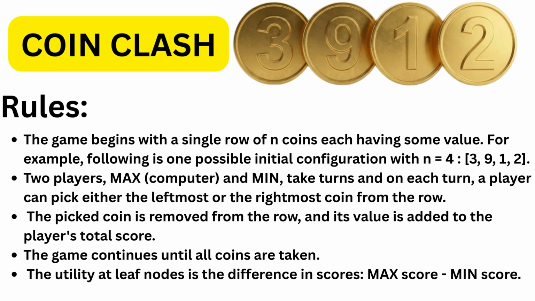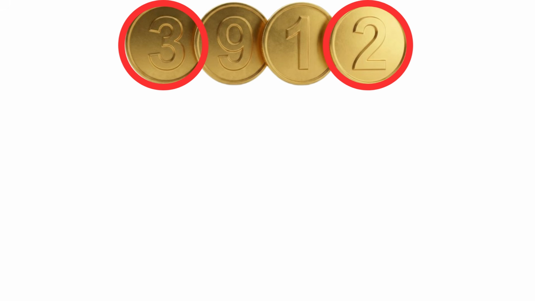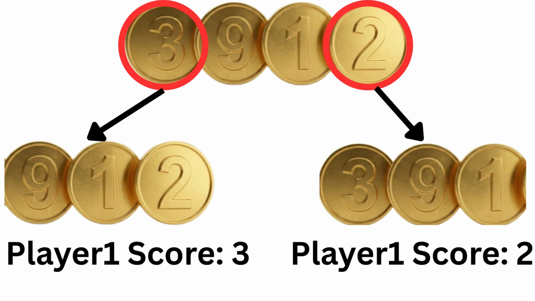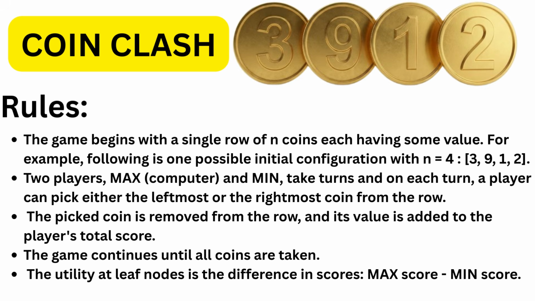It's a two-player game and the two players, max and min, take alternate turns. On each turn, a player can pick either the leftmost or the rightmost coin from the row. The picked coin is removed from the row and its value is added to the total score of the player. The game continues until all the coins are taken. The utility at the leaf nodes is the difference in the scores of the maximum and the minimum. So the formula is max score minus min score.